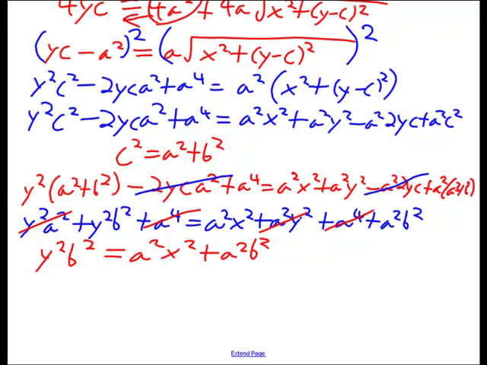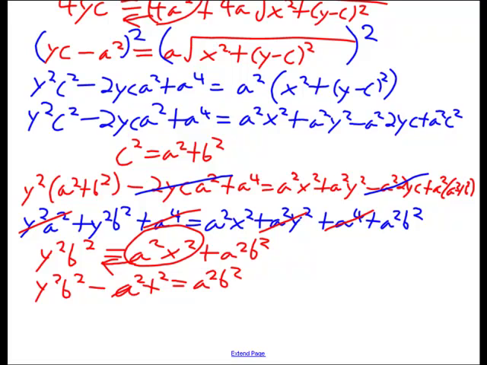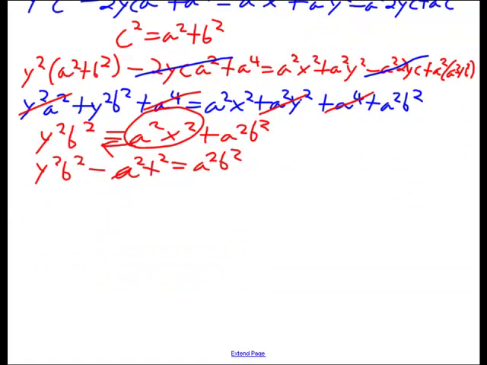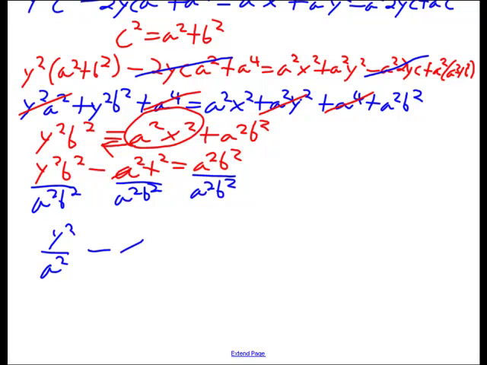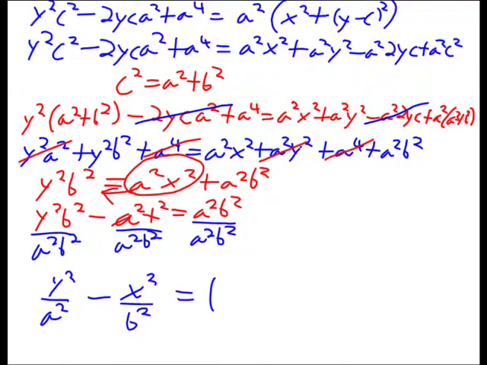We're almost home from here. Let's bring this a squared x squared over. Y squared b squared minus a squared x squared will equal a squared b squared. And now we simply divide by a squared b squared on both sides, and we'll have our standard form of y squared over a squared minus x squared over b squared equal to 1, which is our standard form of a hyperbola centered at the origin.